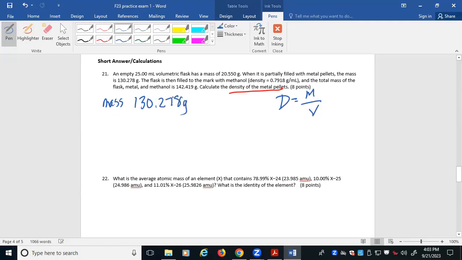The mass of the flask with the pellets was 130.278 grams. The mass of the flask itself was 20.550 grams. Well, the difference between those two would be the mass of the metal itself. So do a little bit of subtraction here, 130.278 minus 20.550, I get 109.728 grams, and that would be the mass of that metal.